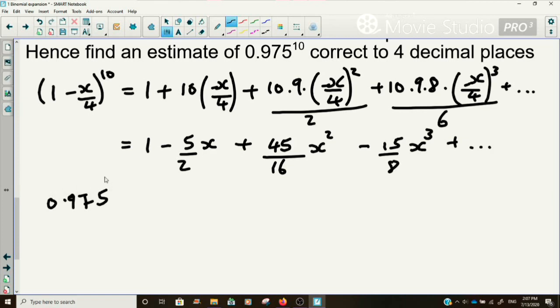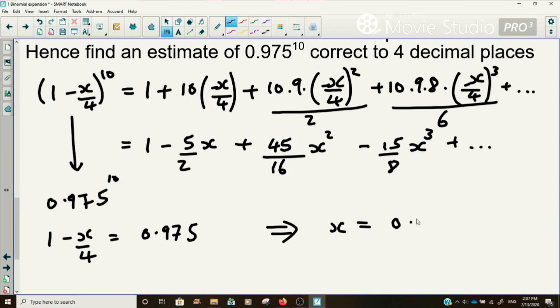Now we need to do an estimate for 0.975 to the power of 10. So we need to equate these two, 1 minus x over 4 and 0.975, just to find the value of x that we need to substitute into our expansion. So let's just put those equal to each other. And if you rearrange that equation, you'll end up with x is 0.1.